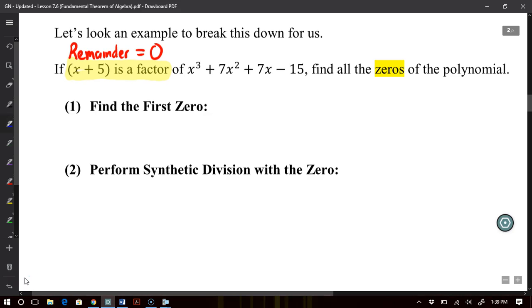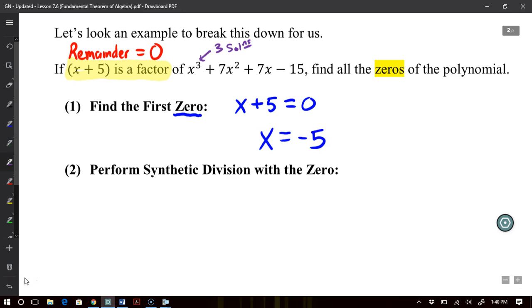First thing we want to do is find a 0. Just like we did with regular old synthetic division, we're going to take our factor, which was x plus 5, and set it equal to 0. In that case, x equals negative 5. There's your first solution. And the fundamental theorem of algebra tells us, well, my degree is 3, I should have 3 solutions. Right now you have 1 done. You only have 2 more left to find.